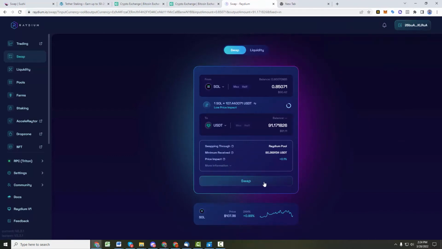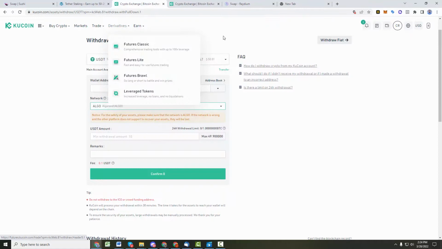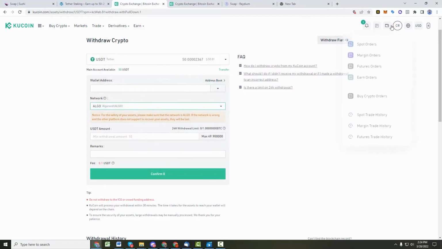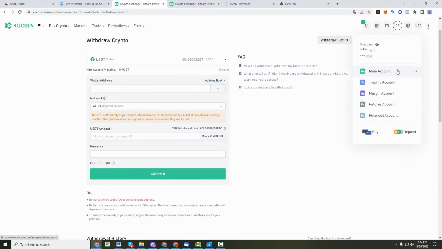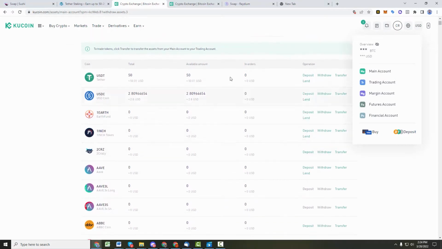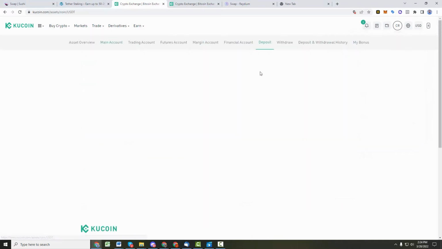Then I went to Raydium and swapped it for USD Tether. From this, I ended up with USD Tether on the Solana network. Warning: if you decide to take these coins back into your centralized exchange, make sure you turn them back into the native currency first, or you could totally lose them.